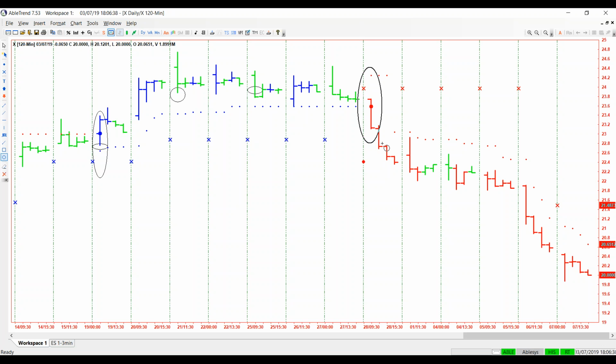Here's your triple confirmation on the sell side where you're going to be buying puts. Now, there's a good chance that this red X was not there at that time. Could have been a blue X. Once the bars close, they'll never ever change again.